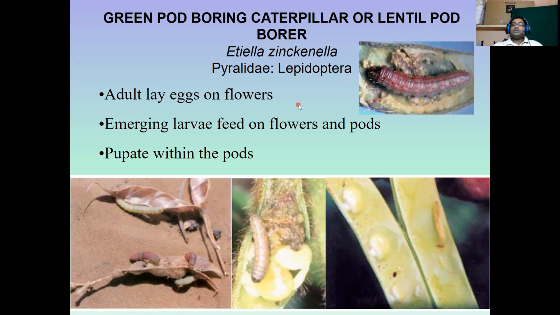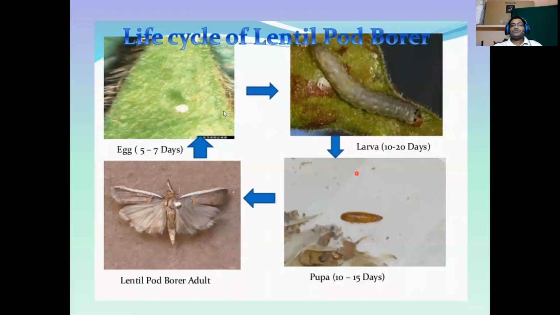So adults lay eggs on the flowers. Emerging larvae feed on the flower. This is more or less similar to the feeding behavior and feeding pattern of Maruca testulalis. Only the larval color and the adult color are different. Pupate within the pods. So this is the life cycle of the lentil pod borer.